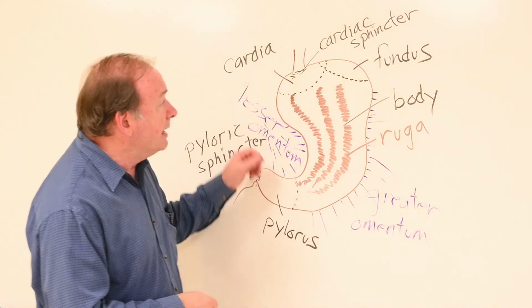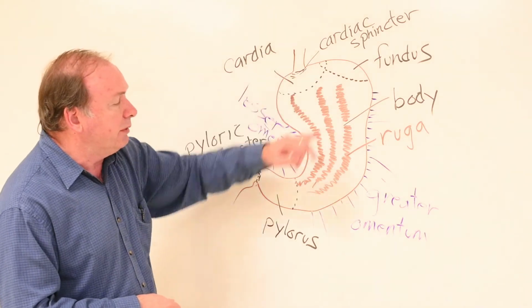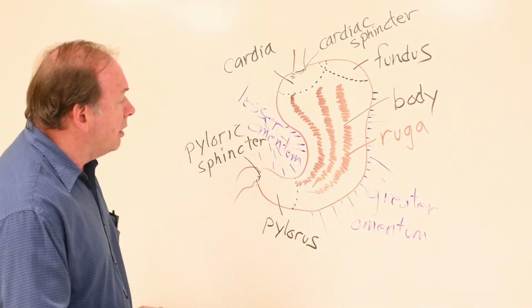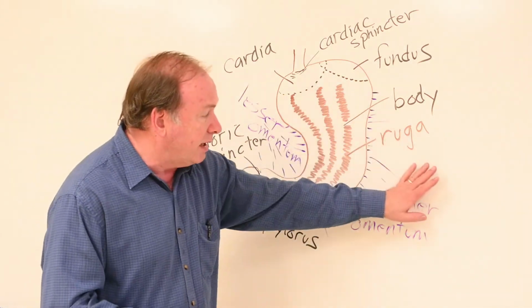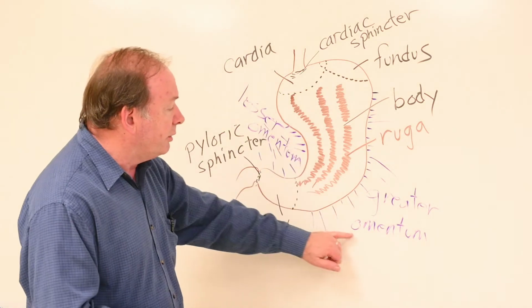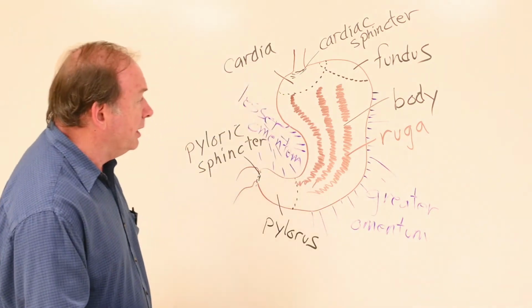So those are the anatomical regions. You should know which sphincter is where and what the different regions of the stomach are called, and that there's a membrane of tissue that extends out away from the greater curvature, called the greater omentum, and then another between the stomach and the liver, called the lesser omentum.